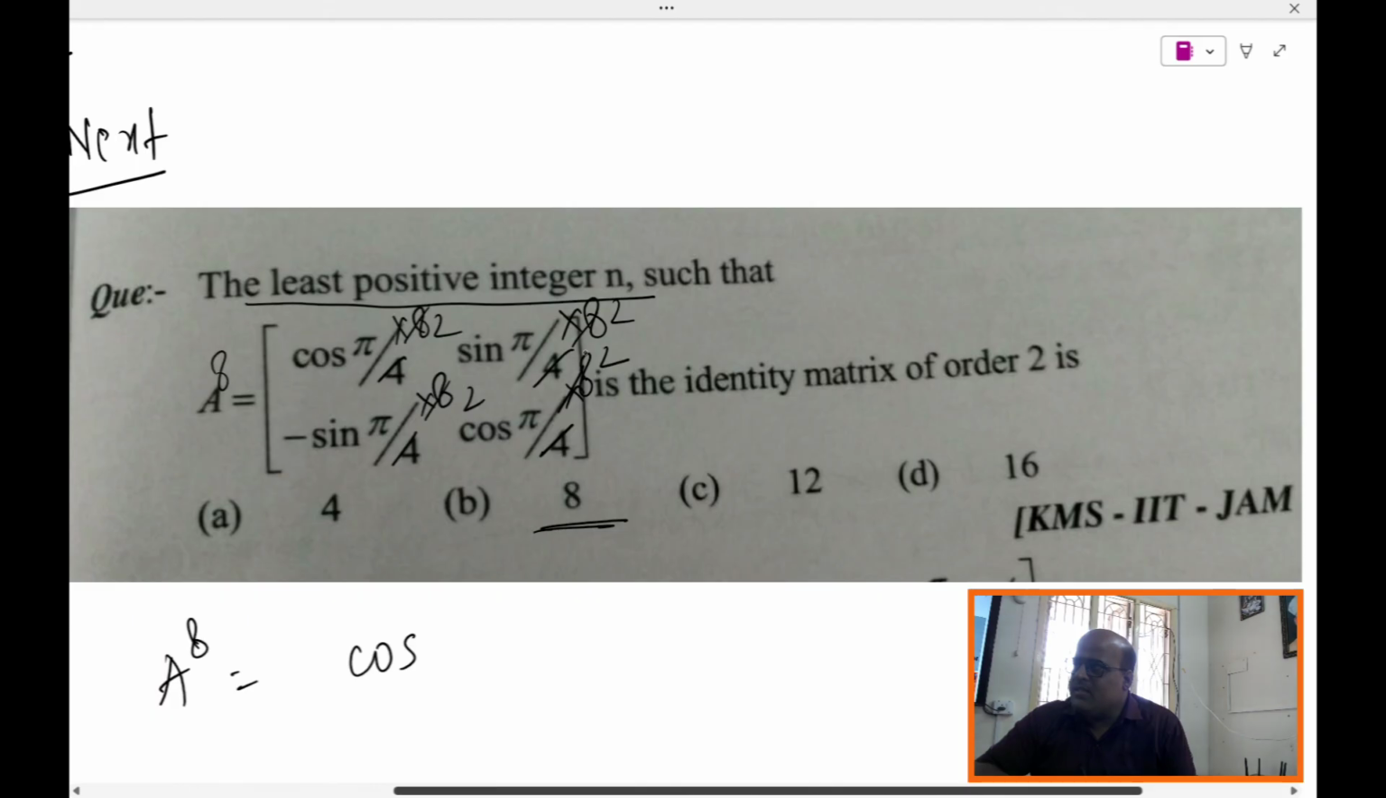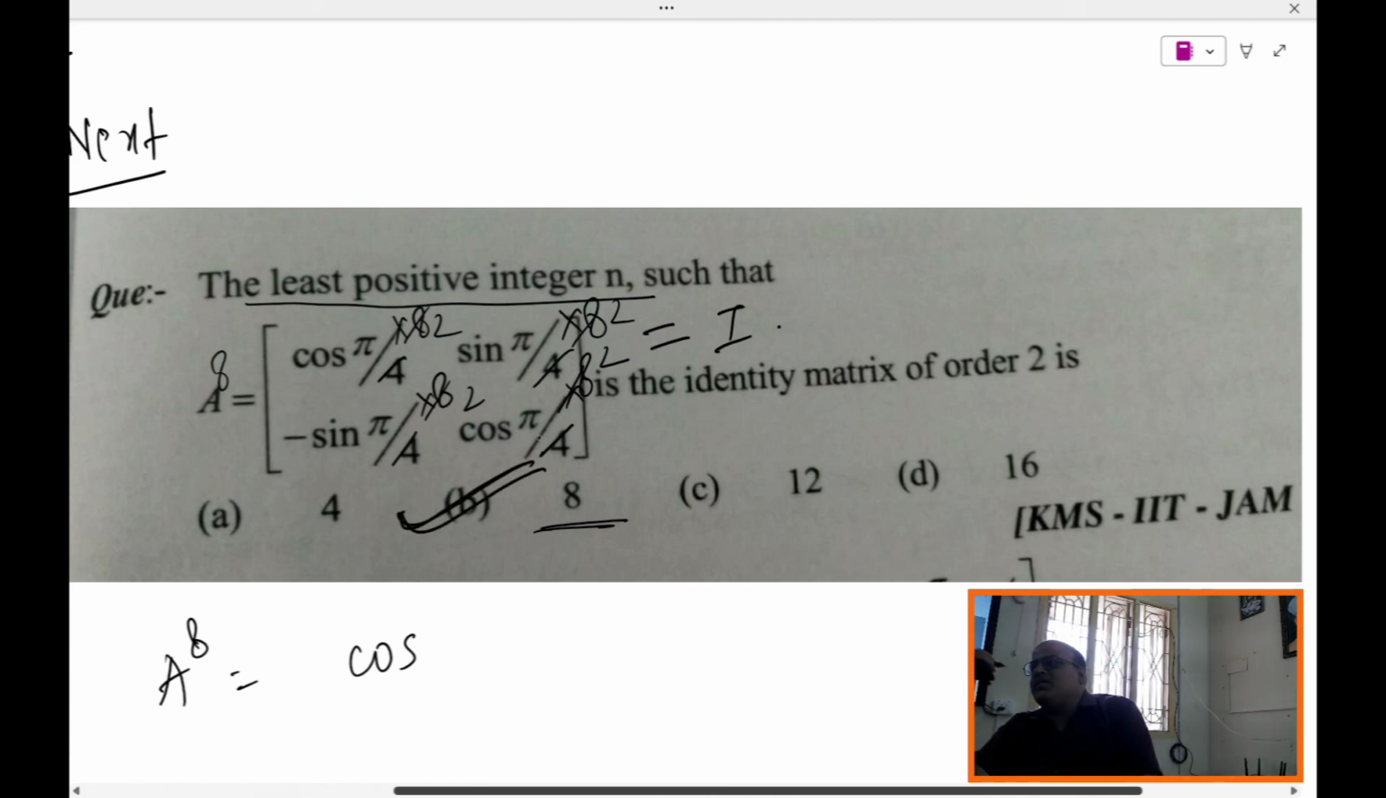So cos 2 pi means cos of pi plus pi, so minus cos pi, again cos pi minus 1, 1 will come. So this is the identity on A power 8. 8 will be the minimum. After that A power 16, A power 24, all are identity, but the minimum is 8.